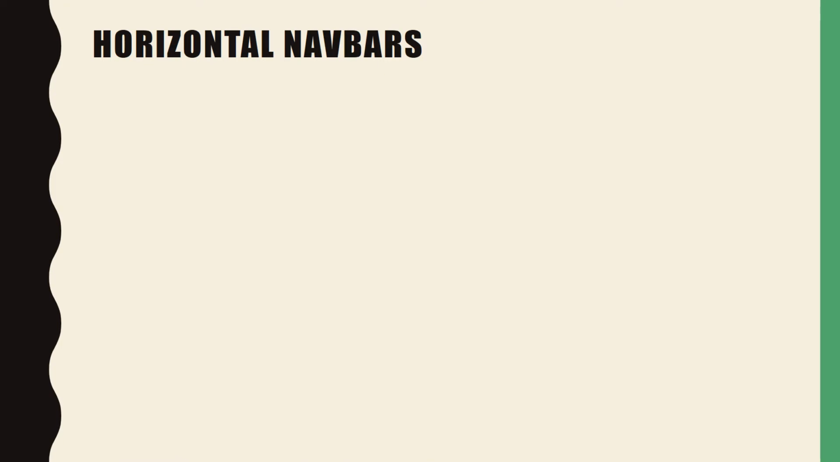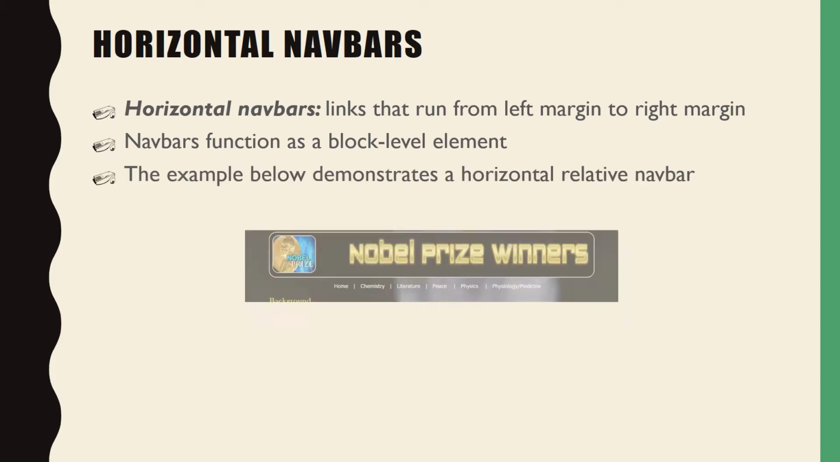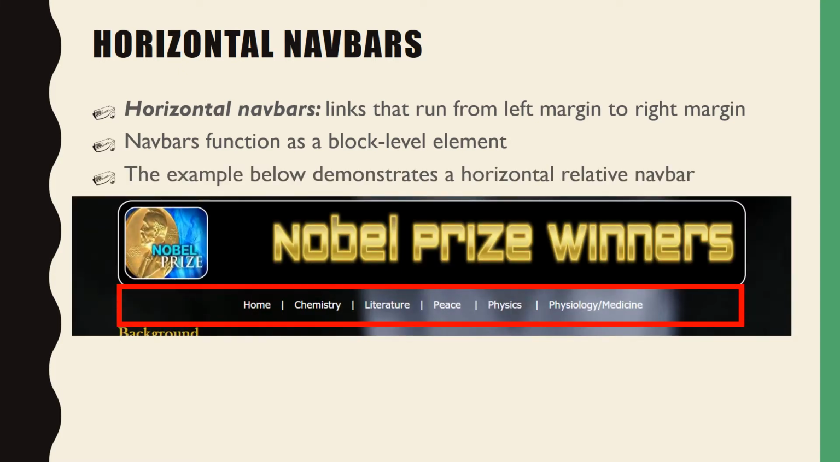Looking at the horizontal navbar. Horizontal navbars run from the left margin to the right margin. They function as a block level element. In other words, they are going to take up the entire space between the left margin and the right margin. So again, these navbars need to be set so that we kind of trick CSS into believing that they can be smaller. The example below demonstrates a horizontal relative navbar.